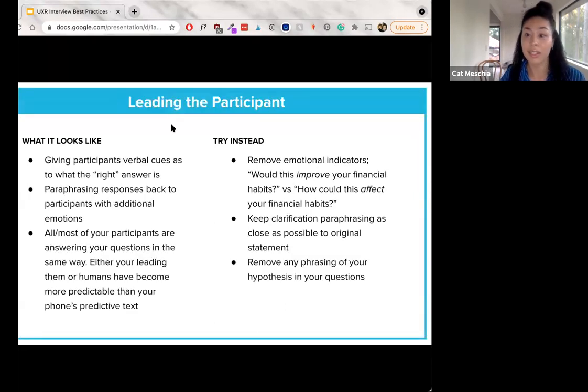Our third one is leading the participant. I think we've all heard about leading the witness, leading questions, things like that. And this is probably the hardest one for people to change. So let's look at what it actually looks like in practice. If you're leading the participant, you might be giving the participants verbal cues as to what the right answer is. This could be either in your word choices or your tone of voice.